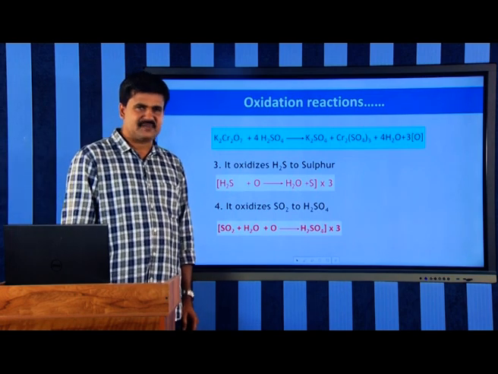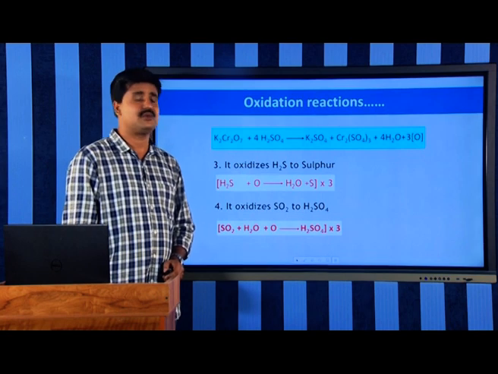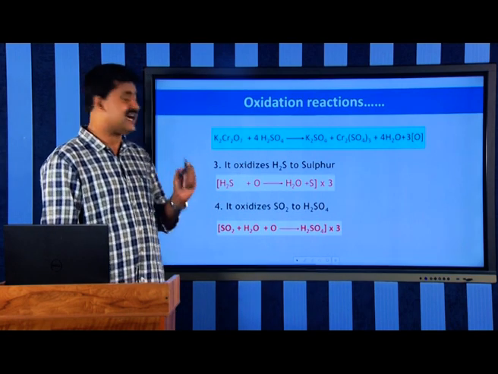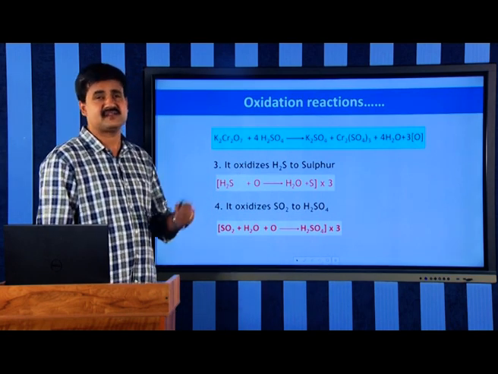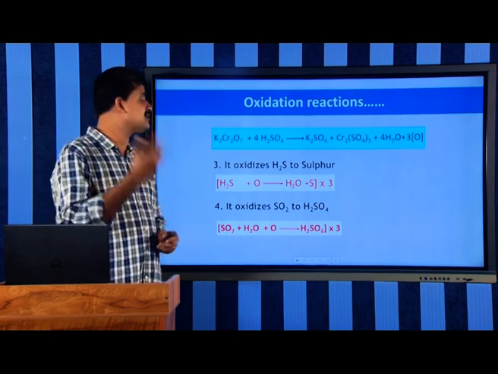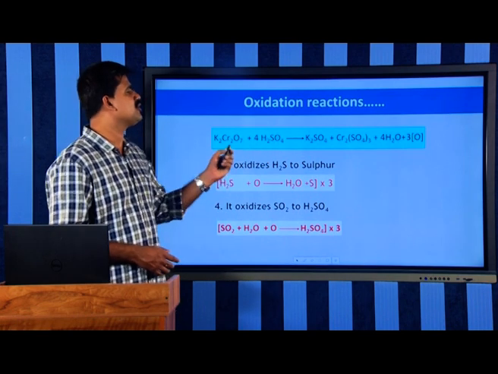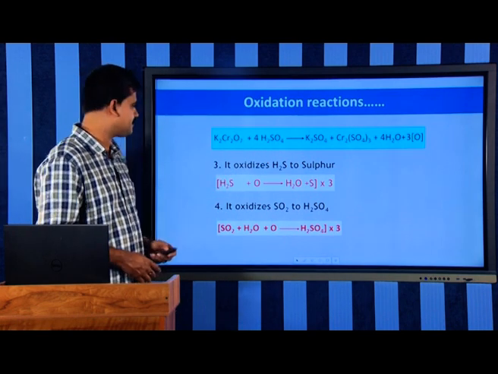Acidified potassium dichromate oxidizes the hydrogen sulfide molecule to sulfur. Hydrogen sulfide is a rotten smelling gas. We are familiar with that. That hydrogen sulfide can be converted to elemental sulfur by using the oxygen produced in the above reaction.